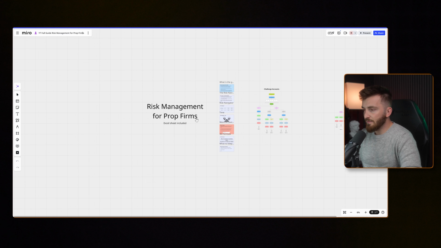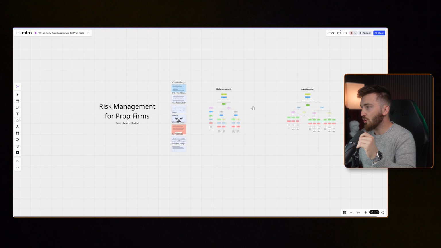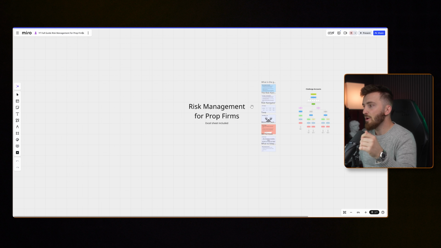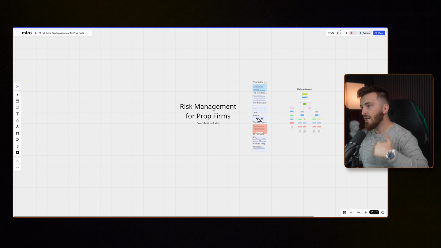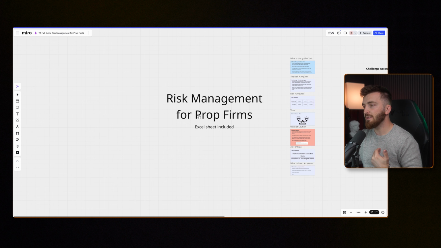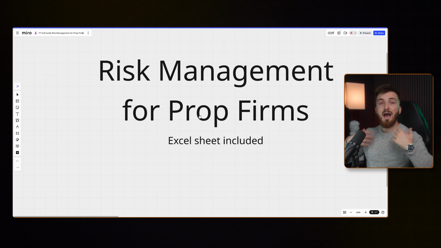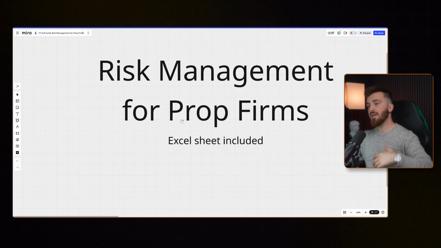So with the risk management for prop firms, you are going to have access to multiple things. We're talking about the risk navigator, we're talking about the OATS system, we are talking about the 3D formula, and all of this is going to be extremely important for you to understand how we approach the markets. And then at the end, you will have the Excel sheet.